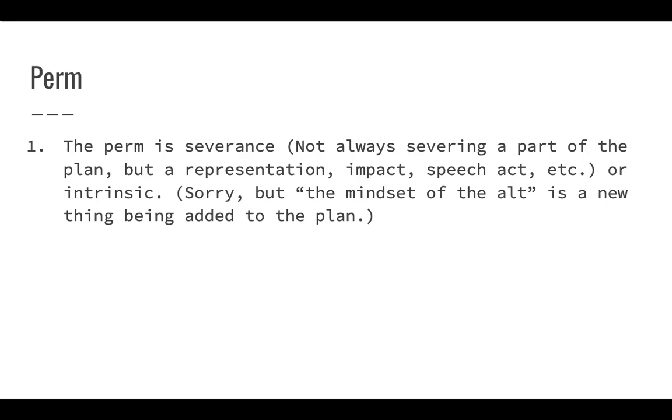Just a quick review on those. Severance perms are perms that don't include the whole plan, and intrinsic perms are perms that include the whole plan and something new that didn't come from the counterplan, or in this case, the alt. So you want to argue that their perm is either severance or intrinsic. You should make a new offensive argument to the perm. Often there's a co-optation argument, because there's really good literature about basically any philosophical tradition getting co-opted, because that's kind of how things roll.